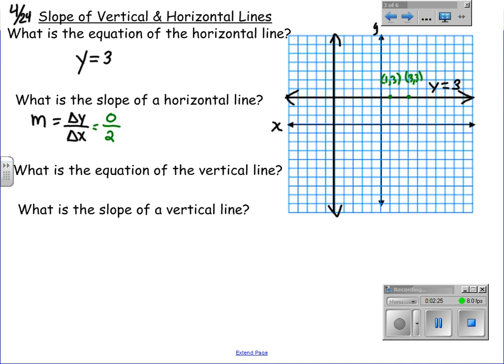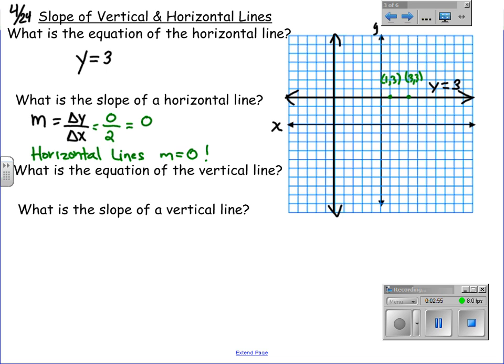So the slope is 0 divided by 2, which is equal to what, Peyton? 0. You were right. The slope of that horizontal line is 0. Matter of fact, the slope of any horizontal line is 0, because the same thing is going to happen. There won't be any change in the y direction, just in the x direction. So we can write: horizontal lines, slope equals 0.